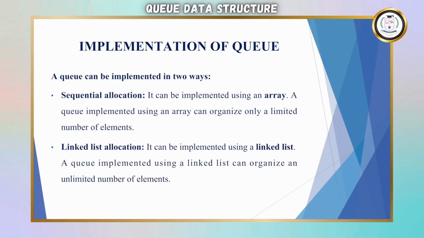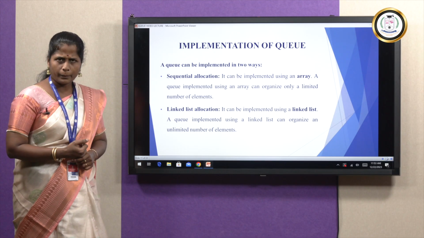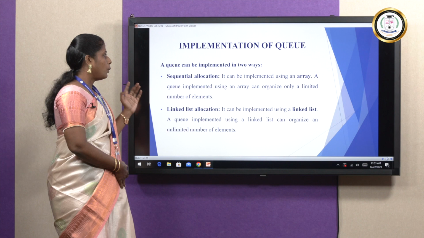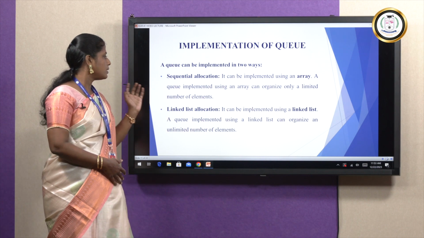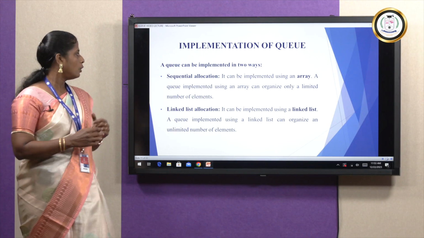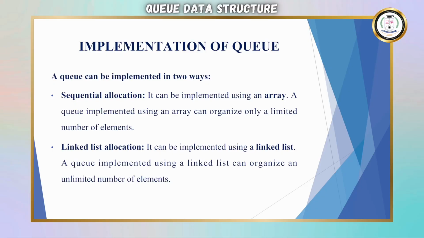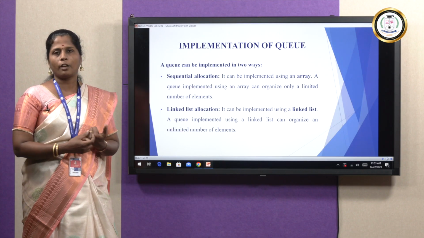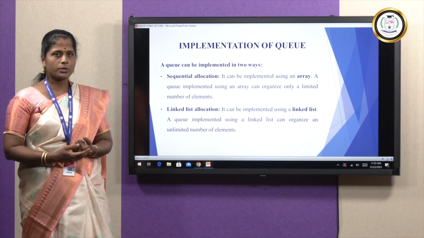So a queue can be implemented in two ways. The first method: a queue can be implemented using an array, which is nothing but a sequential allocation, where we organize all the elements in a sequential order, and this array has a finite size. So it is a fixed size, and only a fixed number of elements can be inserted in the queue. Elements beyond the size cannot be inserted if you are implementing a queue using an array.